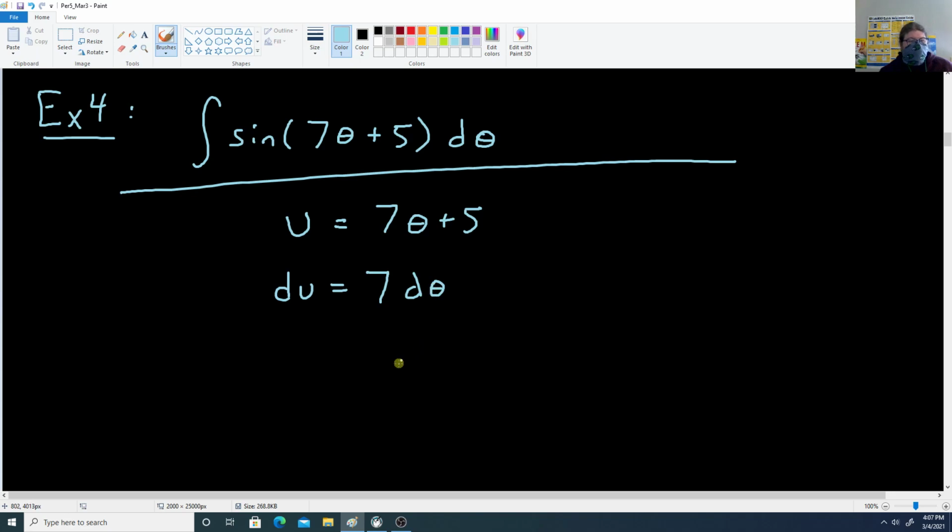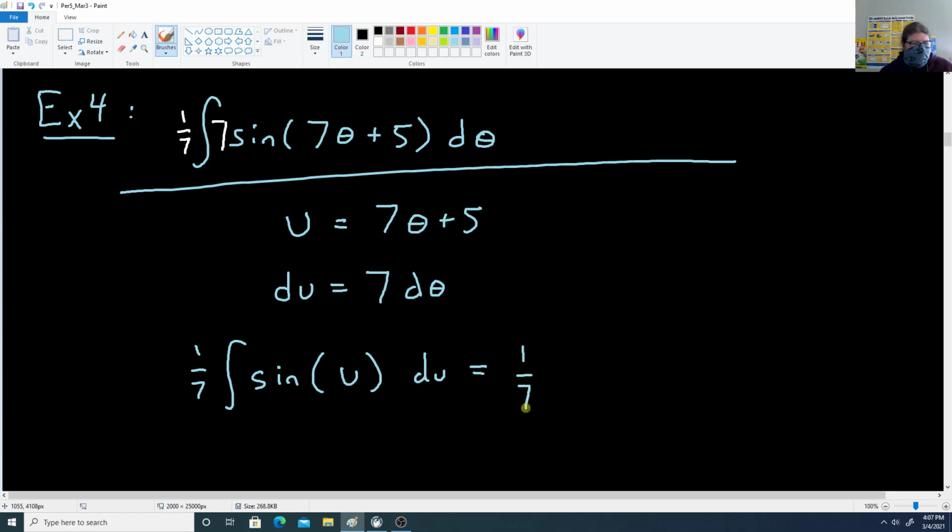d theta. All right, so when we go to write this down, we have the d theta, we're missing the 7, so we need to put a 7 here. So we have a 7 times the d theta, and that means I need to put a 1/7 out front. So I have a 1/7 integral of sine of just u, because 7 theta plus 5 is u, and then 7 d theta becomes du.